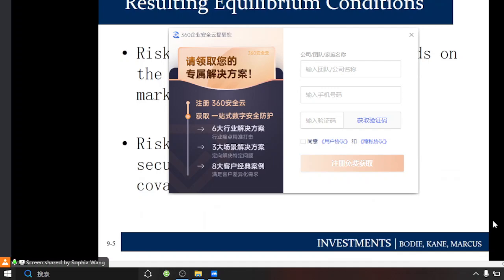Risk premium on an individual security is a function of its covariance with the market. Just now, in the previous page, I just analyzed stock A and B, so you only calculate the relationship between stock A and B. But if there are stocks A, B, C, D, E, you should calculate A, B, A, C, A, D, A, E, and B, C, B, D, B, E, like this. So that means you should calculate its covariance with all the other stocks and also the market. Then you can calculate the final risk premium for the individual security.